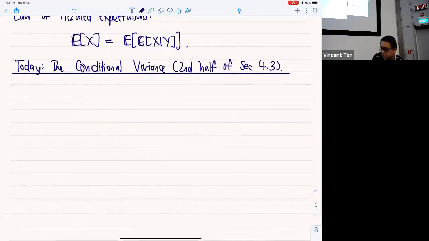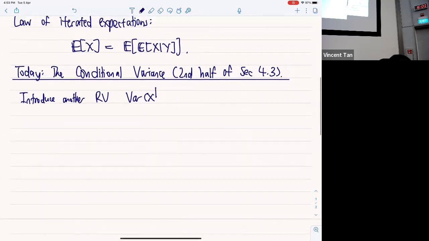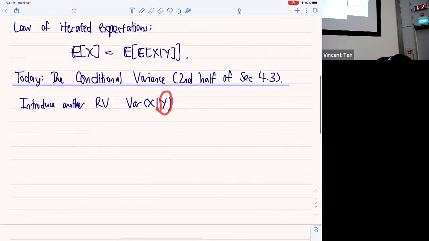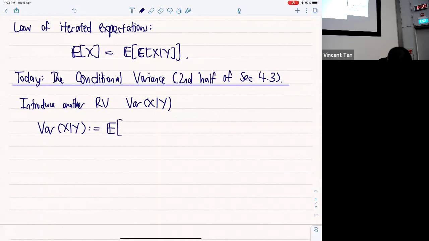The notion of the conditional variance is the following. We are going to introduce another random variable, and this random variable is given this symbol, variance of x given y. What is this? This is a random variable that is another function of y. Whenever we condition on a random variable, it is a function of this thing here. More precisely, variance of x given y is defined to be the expectation value of x minus the conditional expectation quantity squared, conditioned on y.